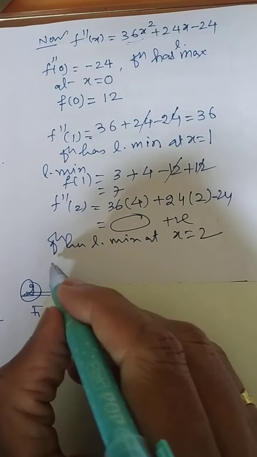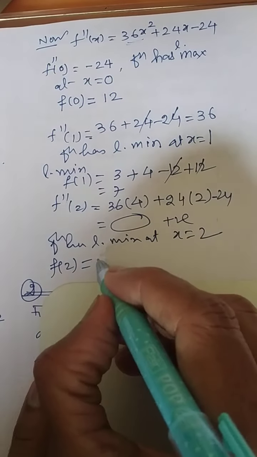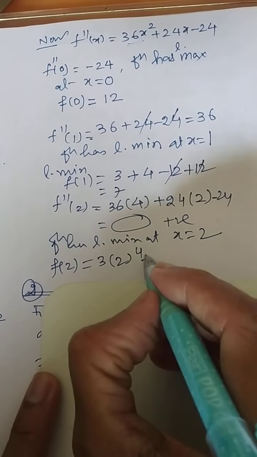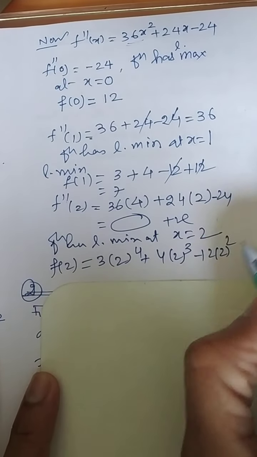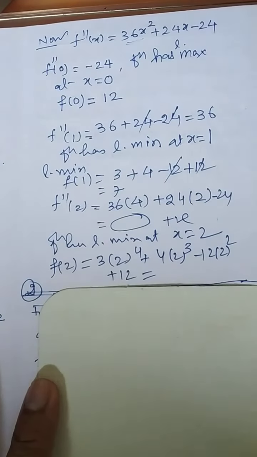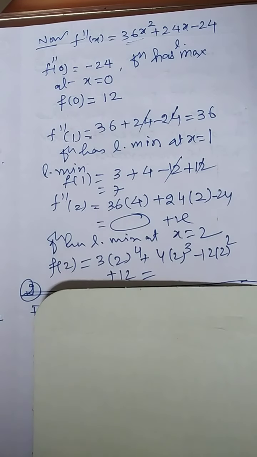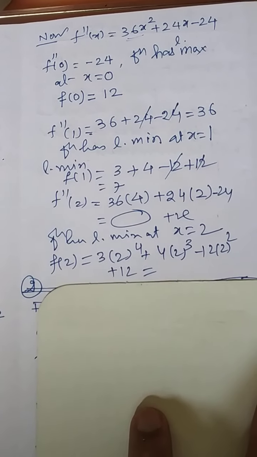And if you want the local minimum value, again you can put f of 2. F of 2 means 3 will be as it is, 2 raised to power 4 plus 4 times 2 raised to power 3 minus 12 times 2 square plus 12. So you will get the value. So this is a common procedure of answering the question whenever the question demands to find local maxima and local minima. Sometimes there is a slight change in the pattern of the question.